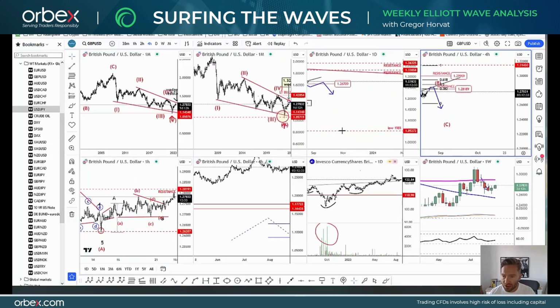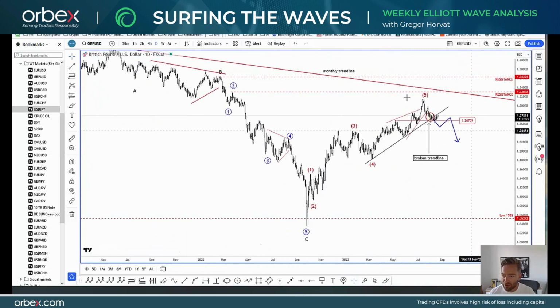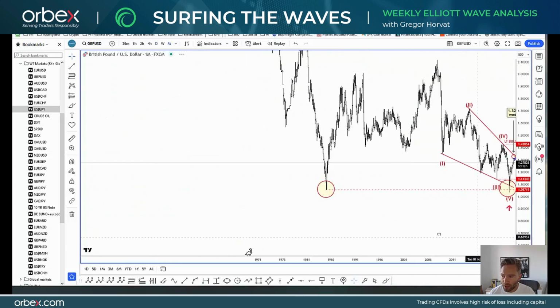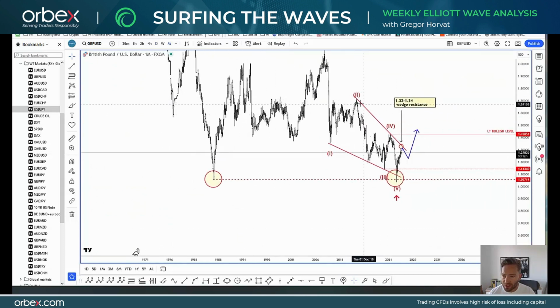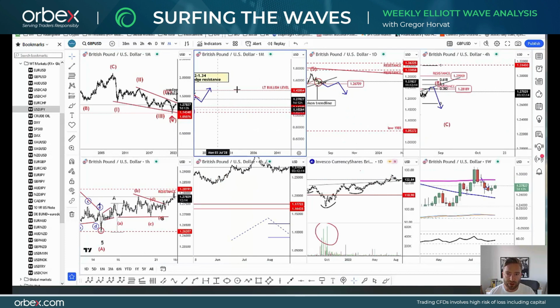Because as I said on the daily chart, I assume that we are here finishing the higher degree 5-wave rise. Also, we came very close to this trend line resistance looking at the monthly chart. So clearly there can be some reversals going on, meaning that pound could drop further.